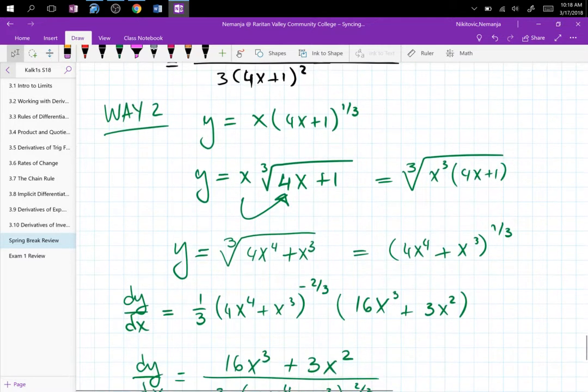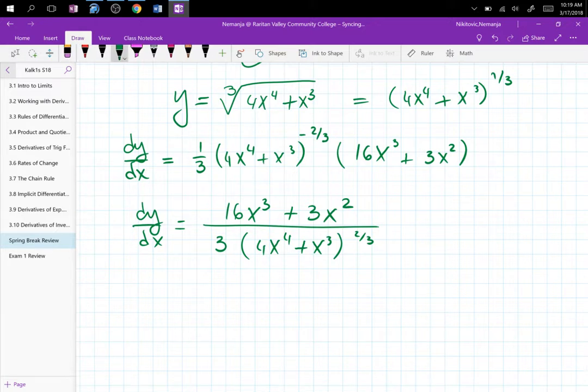So let's see, so this went in, became this, and then 4x to the 4 plus x cubed, and then when we take the derivative of that, yes, 4x cubed, 4x, so that's 16x cubed. Okay, good.